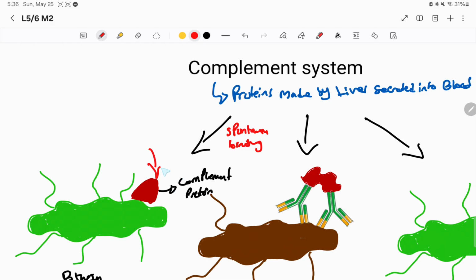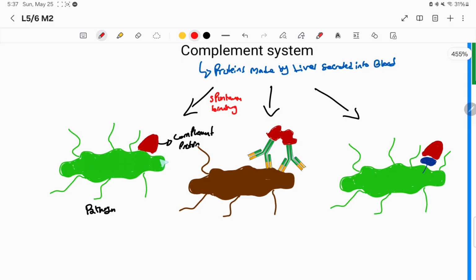And as soon as this guy binds, you know what happens? It's kind of like a domino effect. It'll start to activate the other nearby complement proteins around it, okay? So this guy randomly binds spontaneously, and it becomes activated, and then it starts activating nearby complement proteins. And then those activated complement proteins will activate other nearby complement proteins. It's literally like a giant domino effect, okay? And this is one way of activating the system.